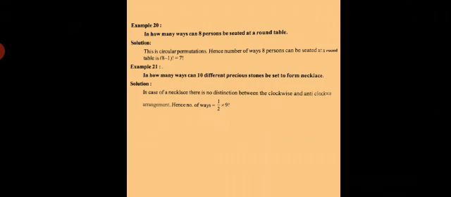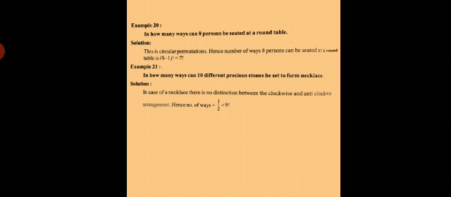Example on this: in how many ways can 8 persons be seated at a round table? So here see, in a round table there are 8 people have to be seated. So this is a circular permutation. Since there is a round table, so arrangement will be circular motion only. Hence, number of ways 8 persons can be seated in a round table is written as 8 minus 1, that is 7 factorial.